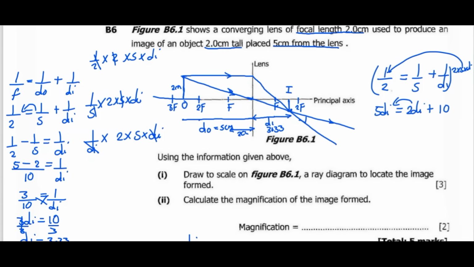Then we collect the terms, so this will be 5 di minus 2 di is equal to 10. Here we have 3 di is equal to 10, over 3 over 3. We can see that di is equal to 3.33. So my point is, if you don't want to use the principle where you are dealing with fractions, because for some people calculations that involve fractions may seem to be tedious, then for those that may have those challenges, you can use the other principle.